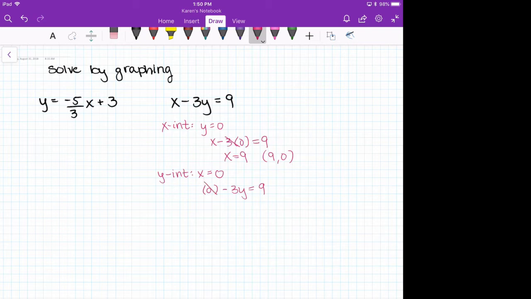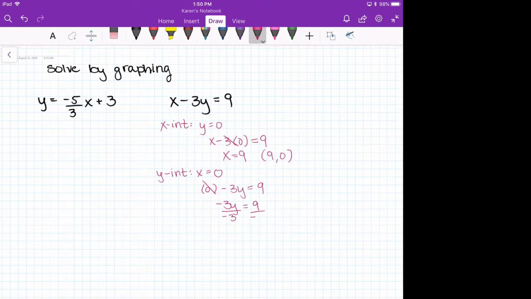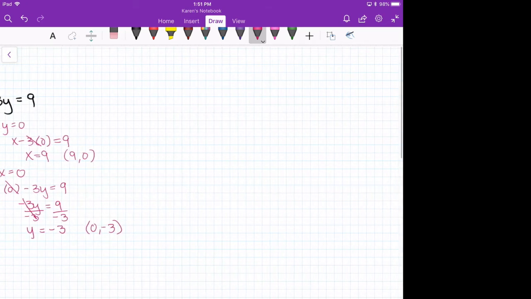Careful when this goes away that negative stays attached to that term that we still have. Divide both sides by -3 to remove the -3 from the y, and we get y is equal to -3. This gives us the point 0, -3. We let x be equal to 0, we find that y is -3. So now that we have 2 points, we can graph this line. Let's do that over here.